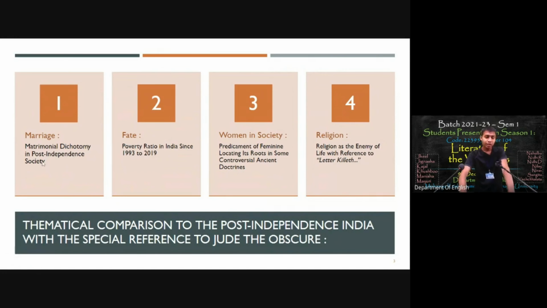Matrimonial dichotomy in post-independence society. Society here means Indian society. So what happened after we got independence, and what kind of marital changes are there? And the second one is fate, poverty ratio.